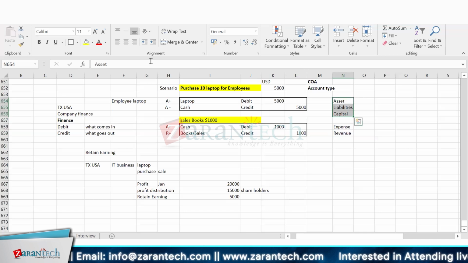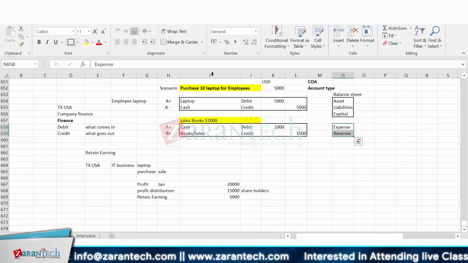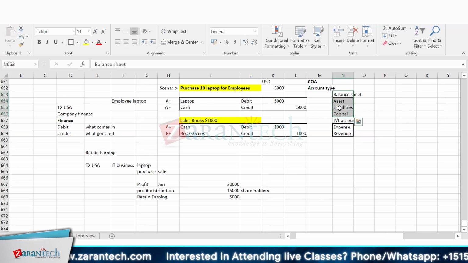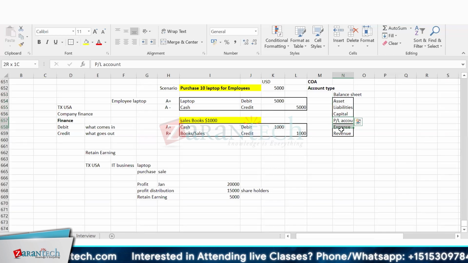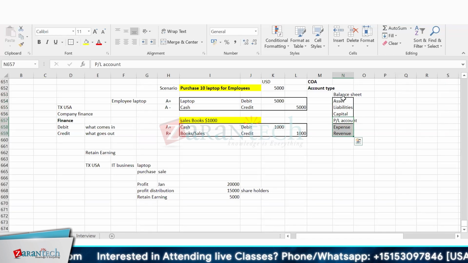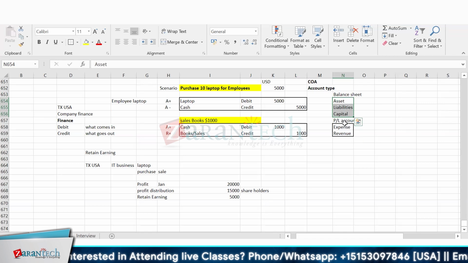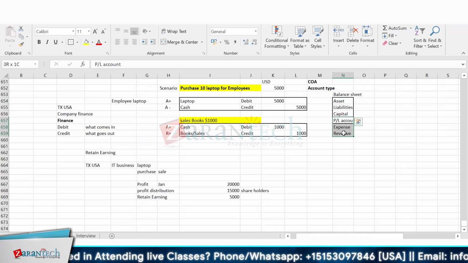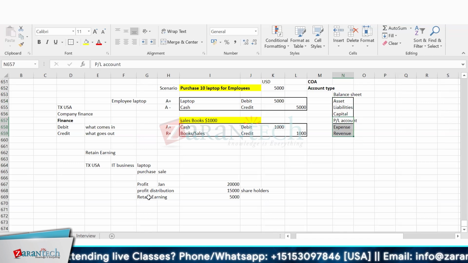Okay, this is called a balance sheet account. This is called a profit and loss account, or income statement account. There's a rule here: if, in one transaction, a balance sheet account is debit or credit, or a profit and loss account is debit or credit, then the retained earning account would be hit.